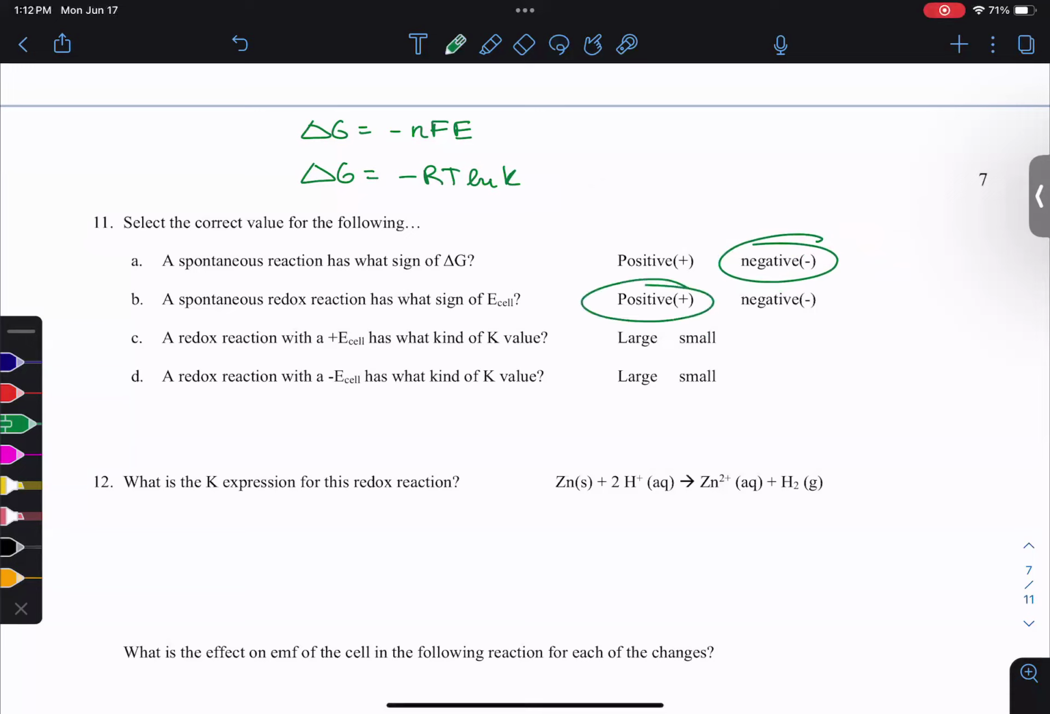Positive. Cool. A redox reaction with a positive E cell has what value of K? Very large, yes, because the forward reaction is very spontaneous, so it's going to produce more products on its own. But a reaction with a negative cell potential, so a reaction that's not spontaneous, is going to have a small value of K. And all of this has to do with the signs of delta G too. Positive E cell means negative delta G means large K, right? So all of those things are related by these two equations, really.